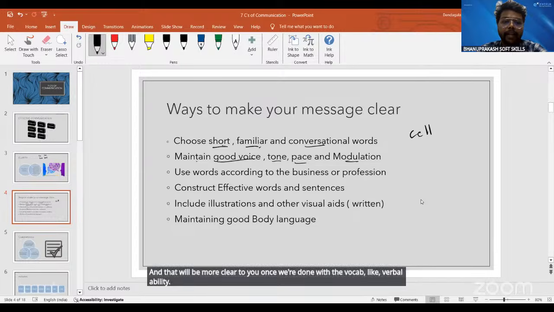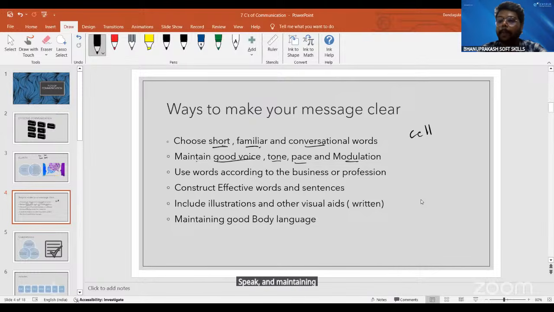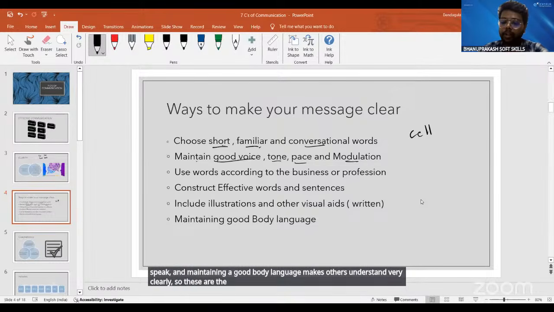Okay, and include illustrations and other visual aids, like a written thing, or you can make the listeners visualize something, and that is how you need to speak. And maintaining good body language makes others understand very clearly. So these are the things that you can follow to make your message very clear.